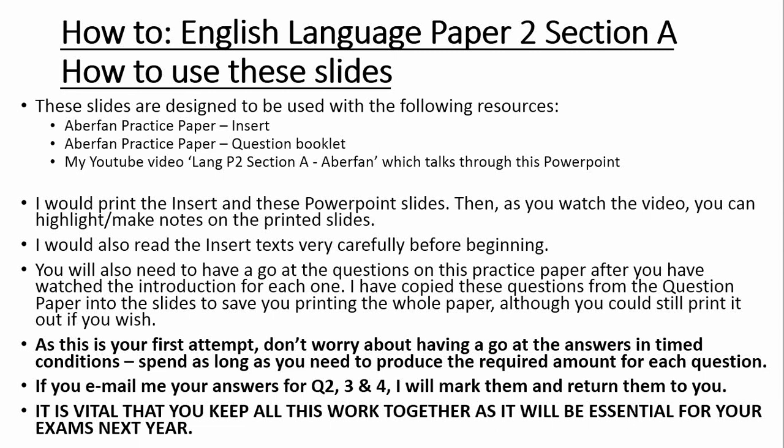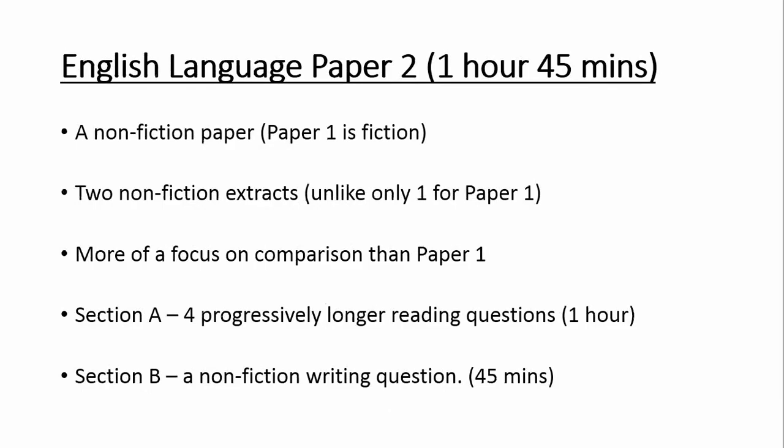So, to move on. Briefly then, a reminder about the format of the paper. You'll see here, like paper 1, this is 1 hour and 45 minutes long. Now, this is a non-fiction paper, which is to say that the text could be made up of things like newspaper articles, diary or journal entries, letters, these kinds of texts. Paper 1, in contrast, is a fiction paper, so the extracts that you get for paper 1 will always be from a novel or a short story, but this is paper 2.